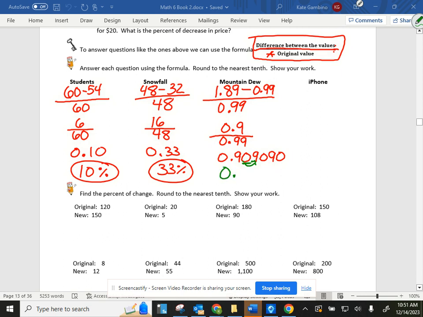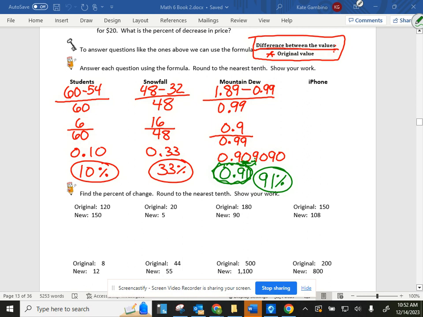So our answer would be 0.91. Because we round to the hundredth place. That hundredth place is followed by a 9. So that means we have to round up. And rounding does matter. Yes, the answer would be 91%. I circled the wrong one. So the answer would be 91%. Does that make sense? Always rounding to the hundredth place so we can turn it into a percent.